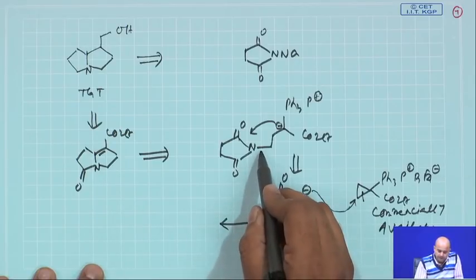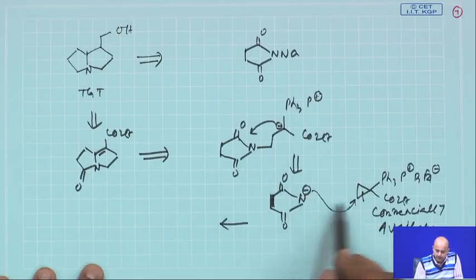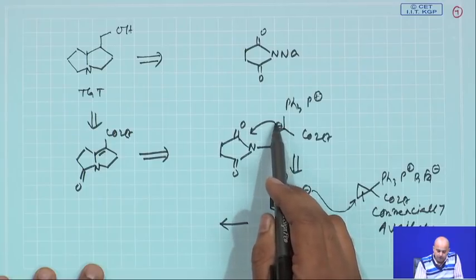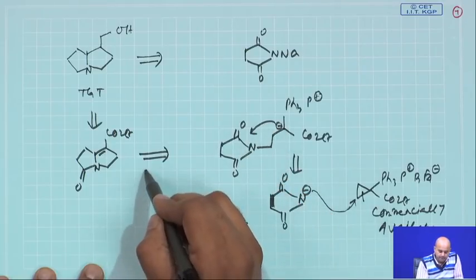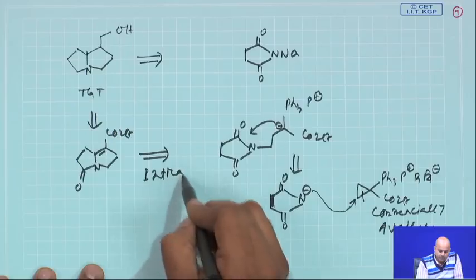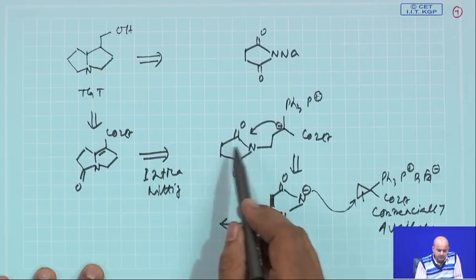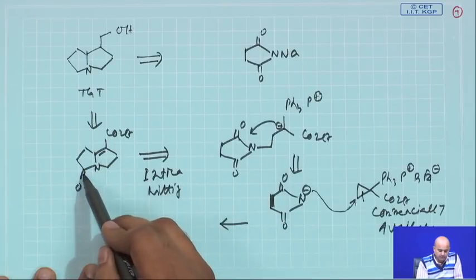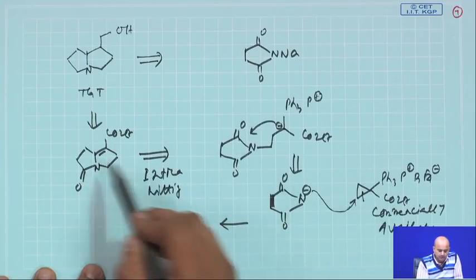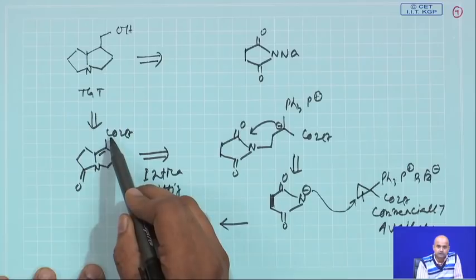So, what you do is you basically get this compound. After this opening, you get this compound. Now, this compound will undergo an intramolecular Wittig. Once the intramolecular Wittig is done, you get this amide from this part and you get alpha beta unsaturated esters.